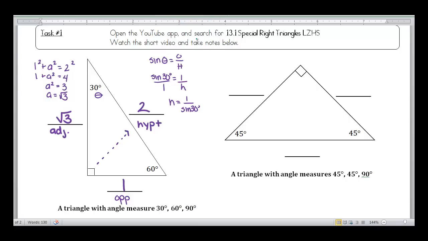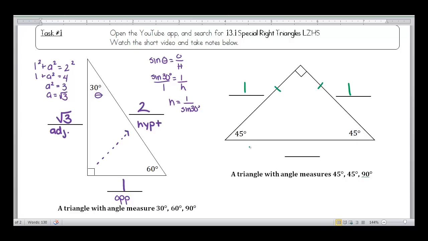Let's now look at a triangle that has 45, 45, 90 for its angle measures. Again, if I want the most basic one, I'm going to take the smallest angle measure and make the side opposite it a length of 1. Here, because it's 45 degrees and 45 degrees for both of the acute angles, this is an isosceles triangle, meaning that the 2 legs are going to be congruent. And so the other side should also be a length of 1.